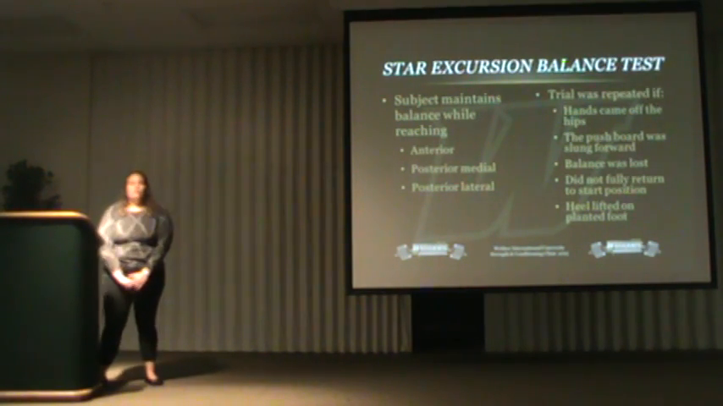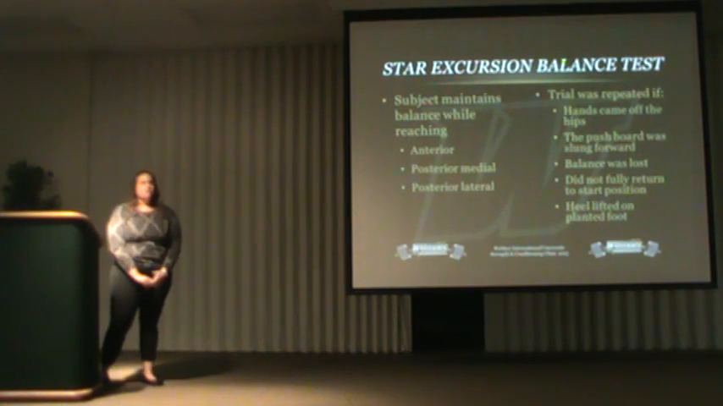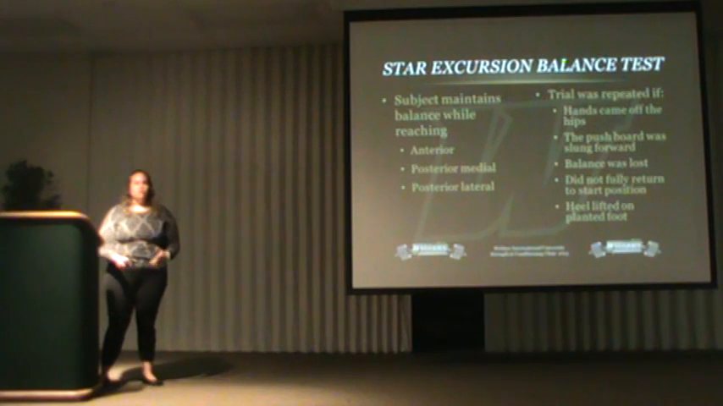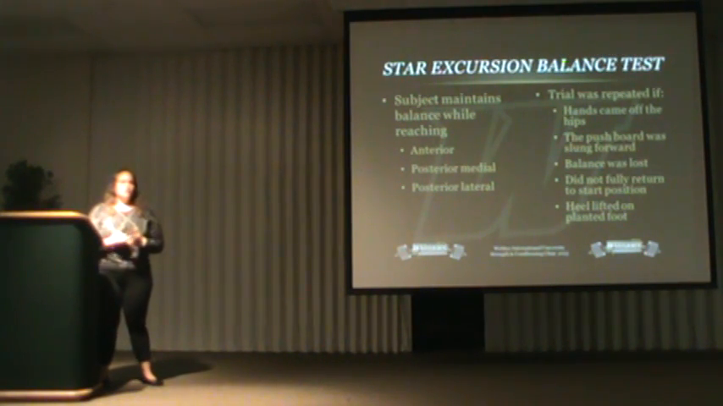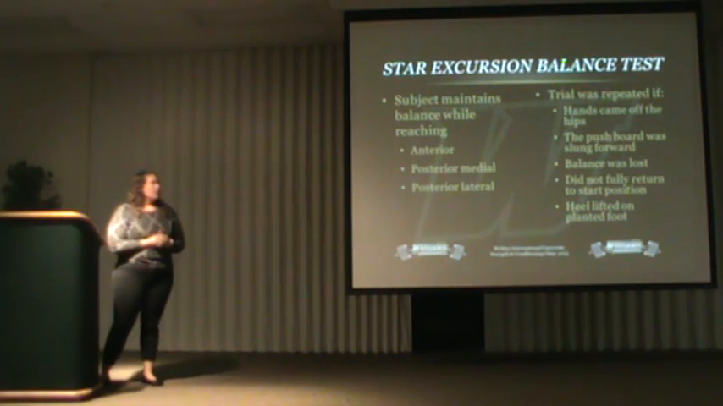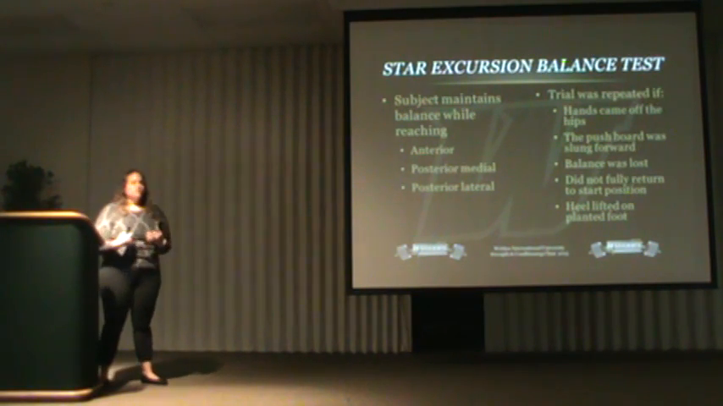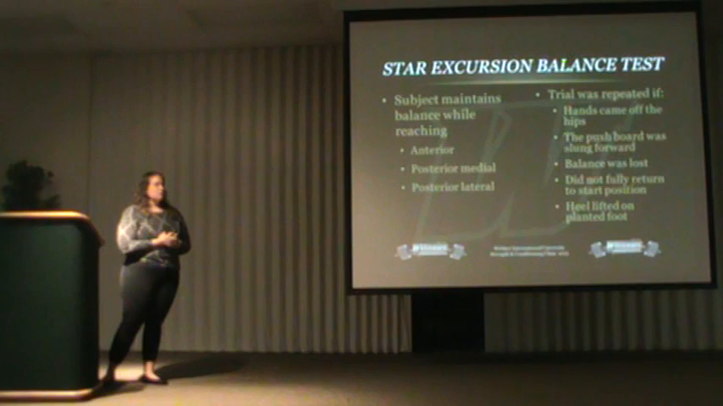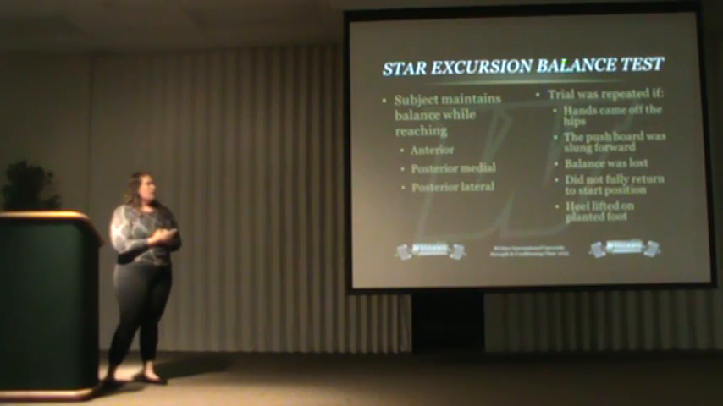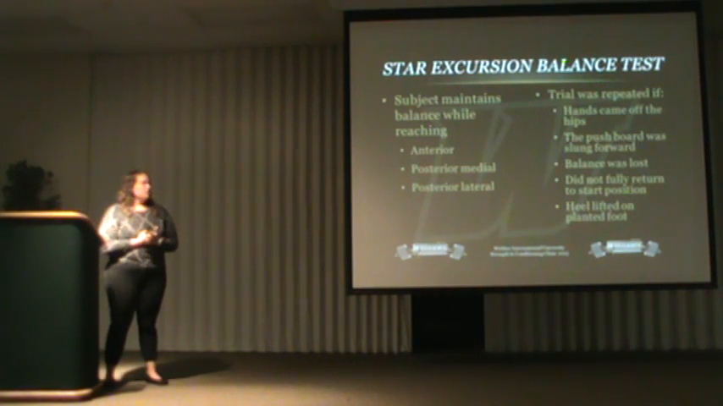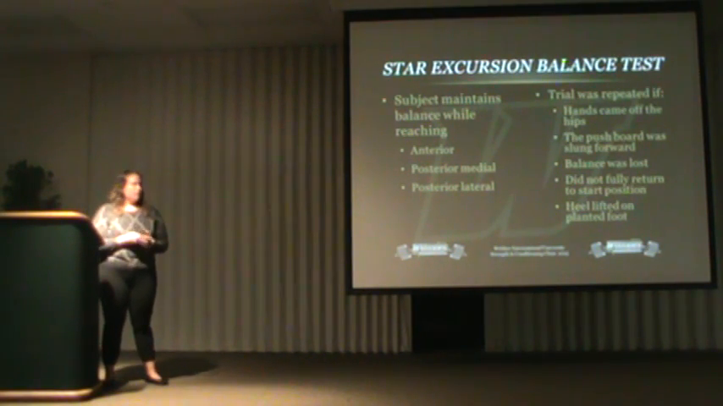The first test that we did was the Star Excursion Balance Test. You have the subject maintain balance on their testing limb, and then they reach into the anterior position, the posterior medial position, and then the posterior lateral position. The trial was repeated if they removed their hands from their hips, they pushed the board or slung it forward instead of just pushing it lightly, they lost balance, they didn't fully return to their start position, or their heel lifted off the planted foot.